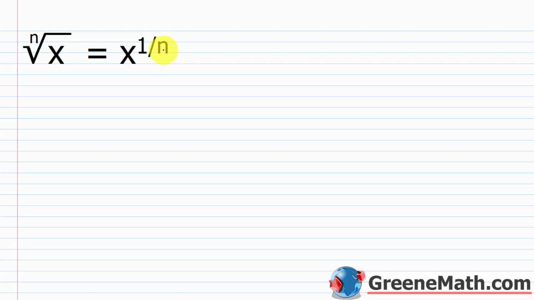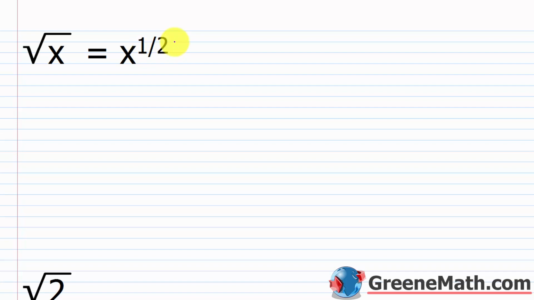Basically what we're doing here is taking this index and placing it in the denominator of this fractional exponent. So you have a 1 over n, where again, n is the index of your radical. If we look at something pretty easy like a square root, if we have the square root of x, we can write this as x raised to the power of 1/2.